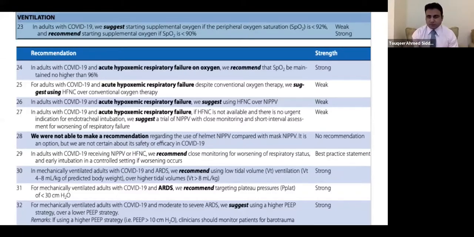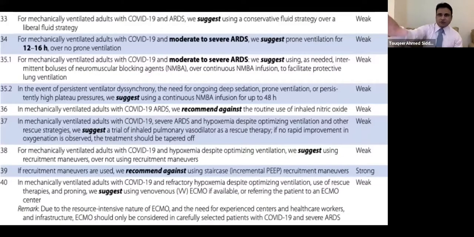Driving pressures, that is the plateau minus PEEP, less than 15. That's what you should be aiming for. These are strong recommendations. I'm not going to go through the weak recommendations. The slides are up for you to read up on them.